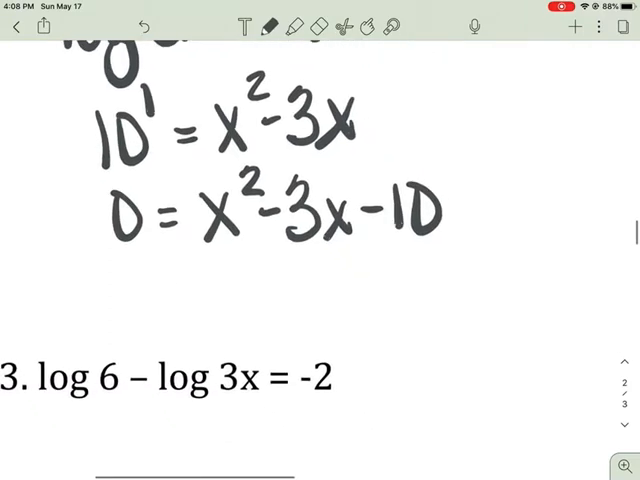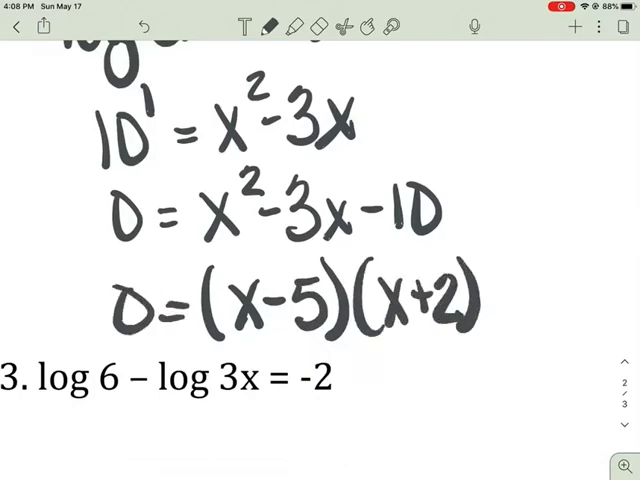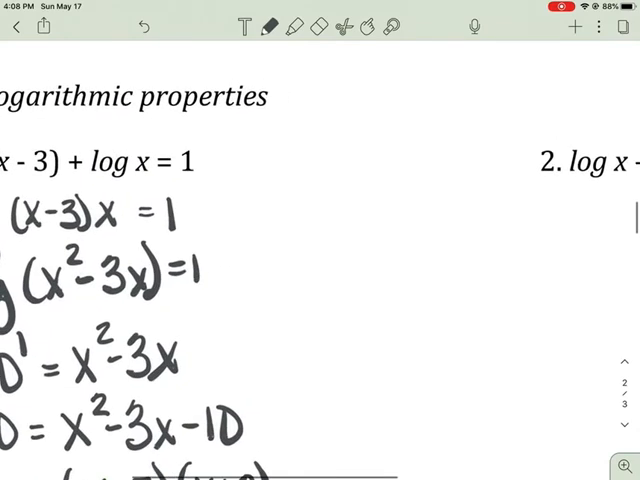Okay, so now I'm going to have to factor. So what factors of negative 10 add to negative 3? Let's use negative 5 and 2. Which means I'm going to have to set both of those equal to 0.